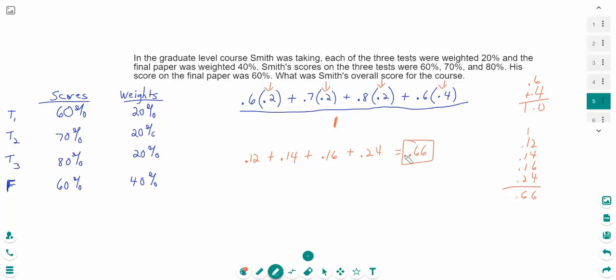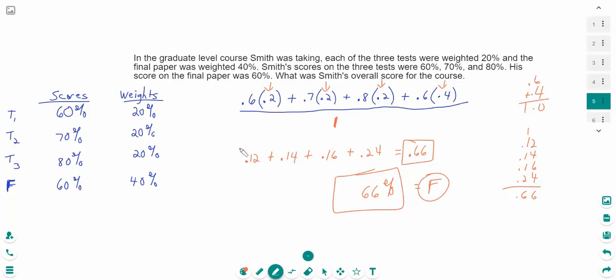0.66. Now, to get that into a score that's similar to these other scores, let's turn that back into a percent. So 0.66 as a percent would be 66%, right? So his final grade is going to be 66%, which is the equivalent for most classes to an F. So he did not do very well, okay? But hopefully that makes sense to you.